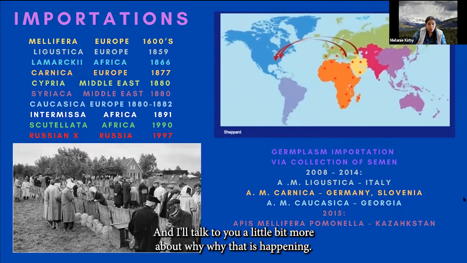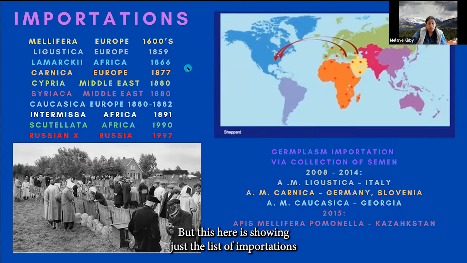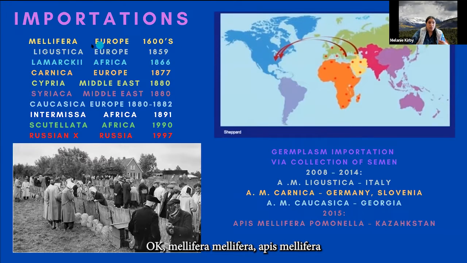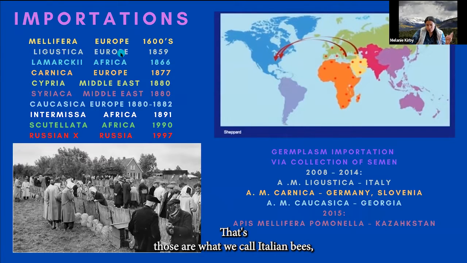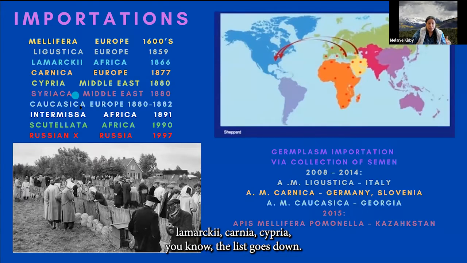And I'll talk to you a little bit more about why that is happening. But this here is showing just a list of importations as they've been recorded of being brought in, okay? So Apis mellifera mellifera brought in from Europe, Ligustica was brought in from Europe. Those are what we call Italian bees. Lamarckii, Carnica, Cypria, the list goes down.